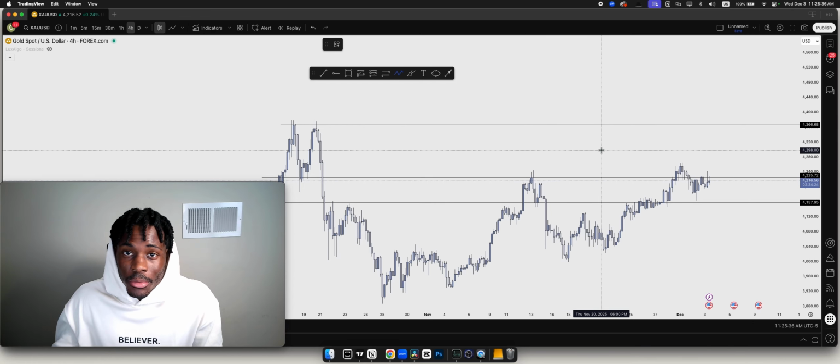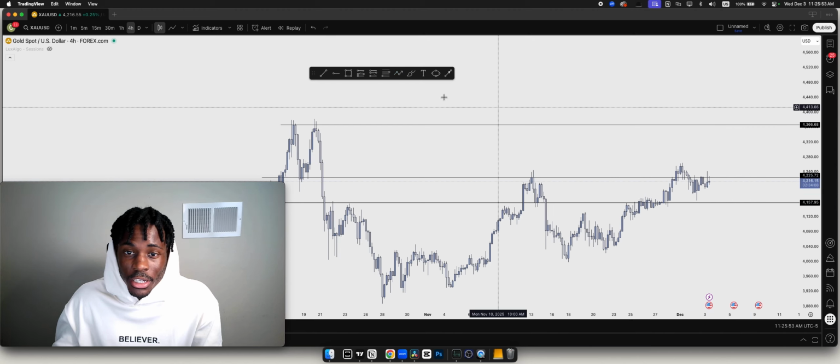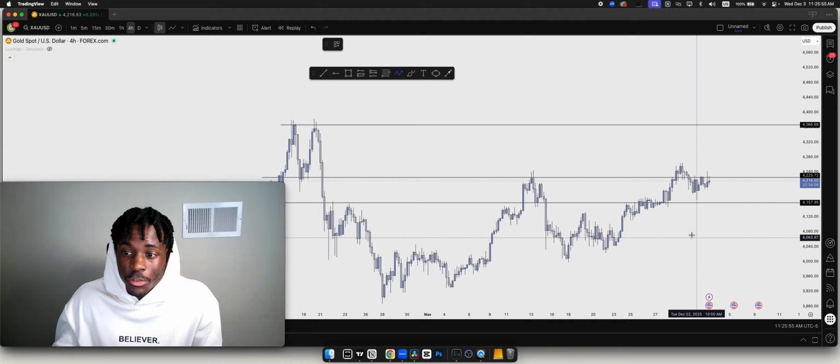It's a game of ping pong. If price rejects this area and holds as resistance, price could potentially come back down into this area of support. If price rejects and holds support here, price could potentially come back up into this next resistance range. It's literally a game of ping pong.